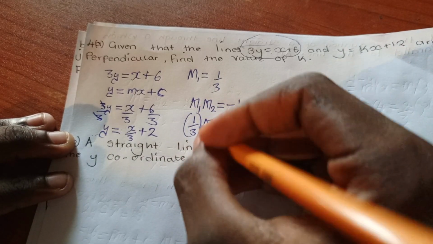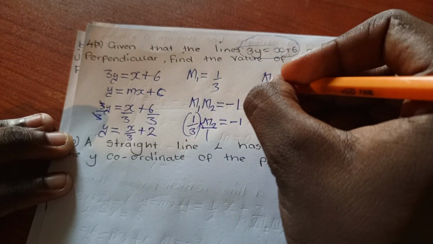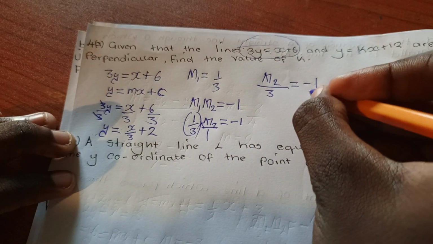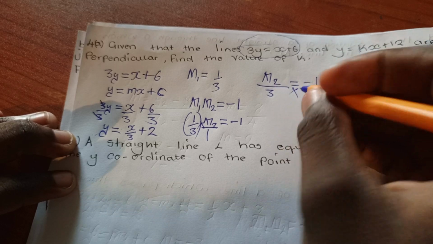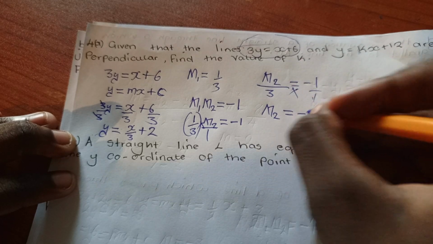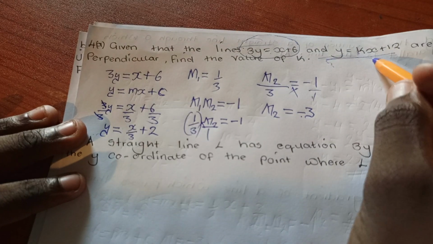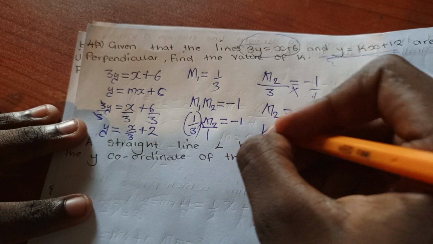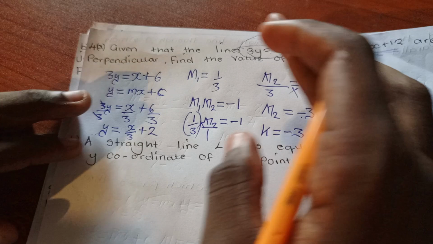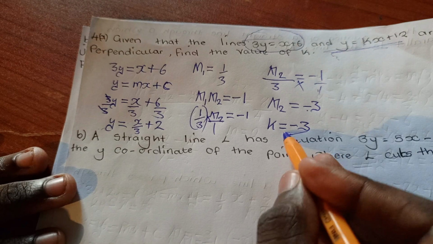So we multiply these two first, over 1. So 1 times m2 gives us m2 over 3 times 1, that's 3, is equal to -1. So this is also over 1. So we cross multiply. So 1 by m2 is m2, and 3 by -1, that's -3. So we found our gradient for line 2. So we can just say k is equal to -3 because the two lines were perpendicular, meaning the gradient for this one is perpendicular to that one. So that's how.